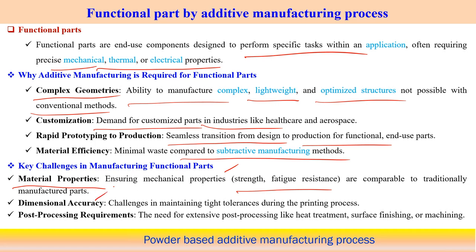Then dimensional accuracy. Maintaining high tolerance during the printing process has to be looked into, so that even with printing technology, high accuracy can be maintained. Third is the post-processing requirement. The need for extensive post-processing, like heat treatment, surface finishing and machining operations, is associated with the additive manufacturing process. This is one of the challenges, to perform so many post-processing techniques.